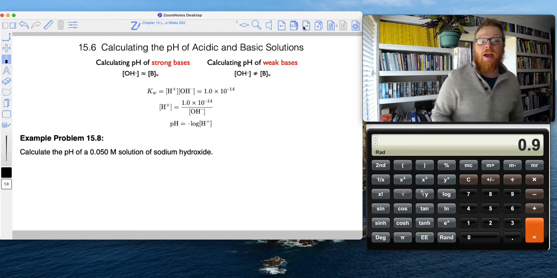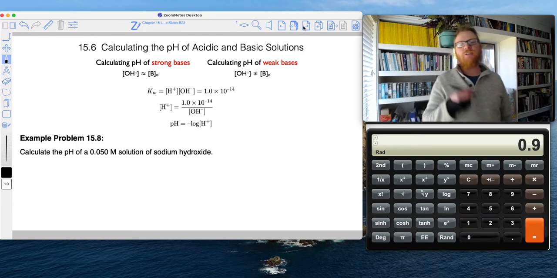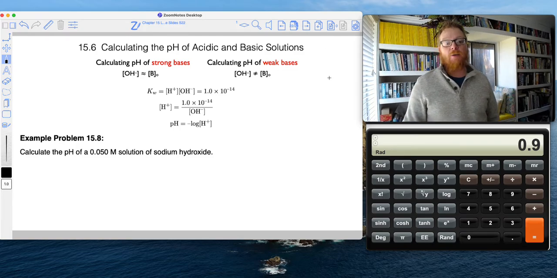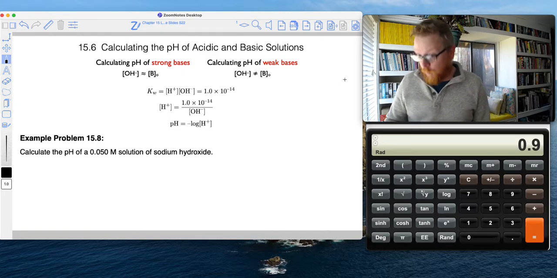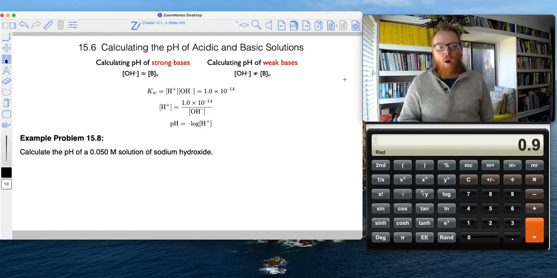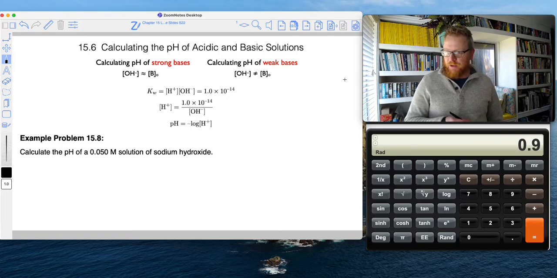So let's get right into it. Now we're going to do a similar set of calculations, but this time for strong bases and weak bases. And there's just one extra step we need to make in doing both of these types of calculations compared to the strong acid and weak acid examples. And that's highlighted right here.